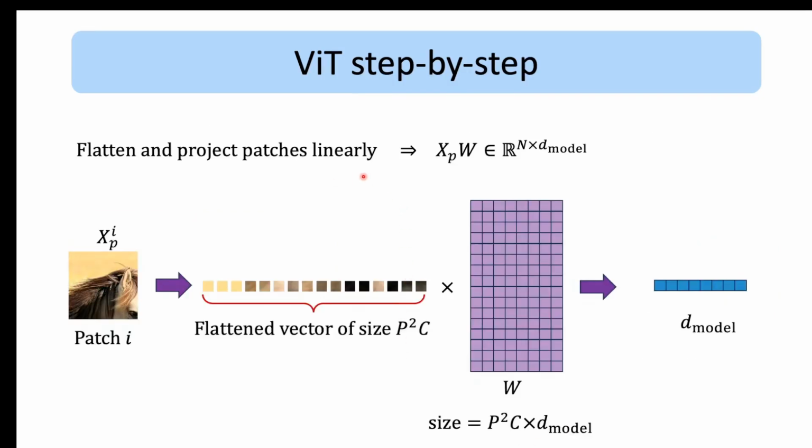So now that we have got our sequence, in the next step, we flatten each patch and apply a linear projection. As an example, with this patch i, we flatten it and then we get a vector of size p squared times c. Then for linear projection, we multiply that vector with this matrix W that has size p squared c times d model. And this d model is basically the hidden representation dimension of the transformer. As a result of this operation on this patch i, we get this vector of size d model. Sometimes we use d or d model in this video.